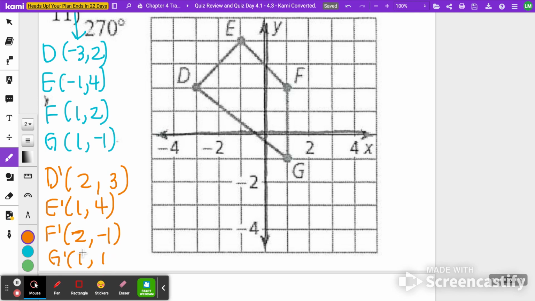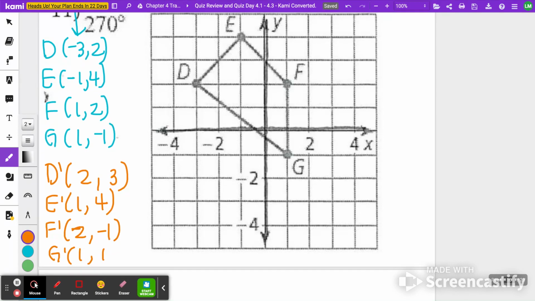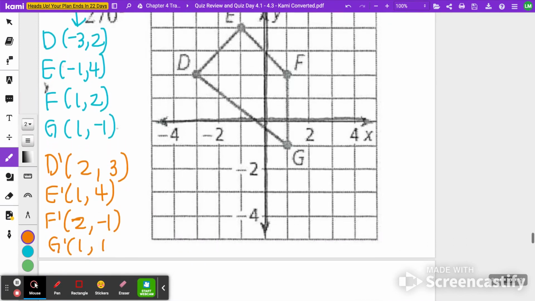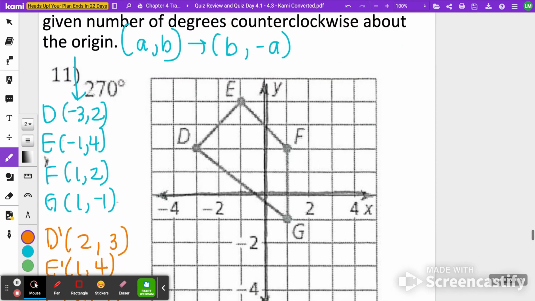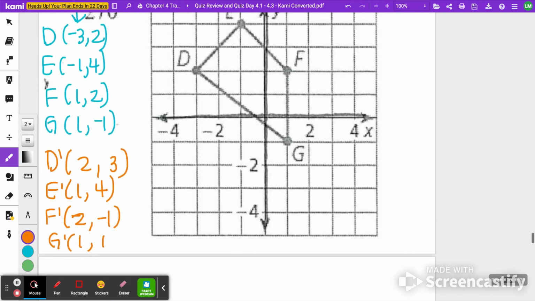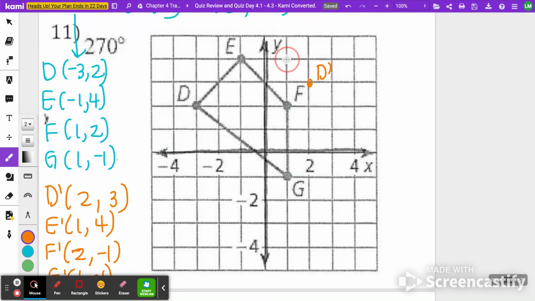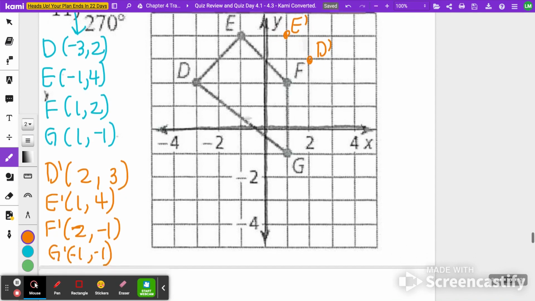Hang tight. Did I do something wrong here? I got G prime (1, -1). So yes, B goes in the front, and then A gets the negative. So both of these actually end up being negative. I lost my brain there for a minute. Okay, (2, 3) is D prime. (1, 4) is E. F prime is (2, -1). And G prime is (-1, -1).